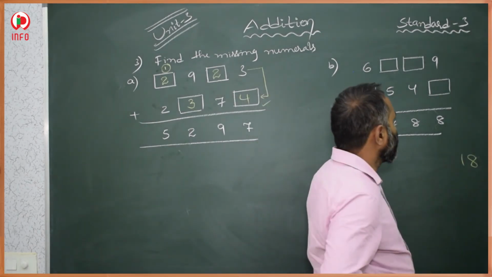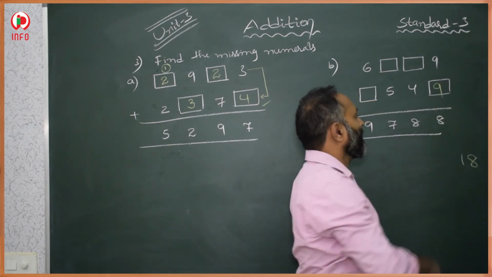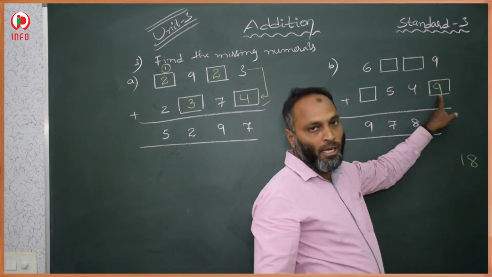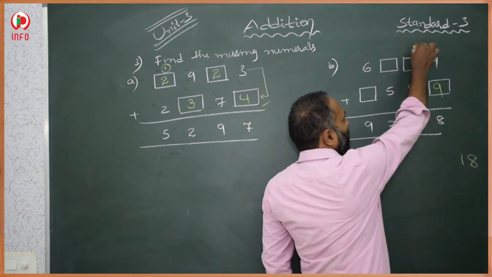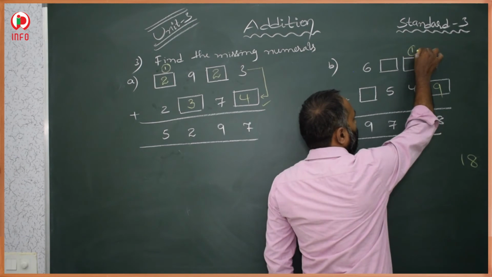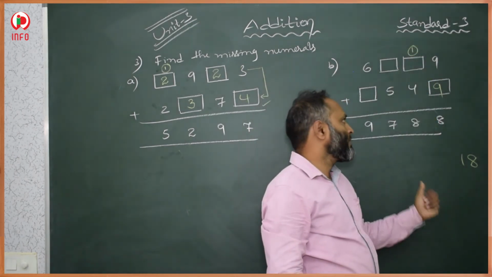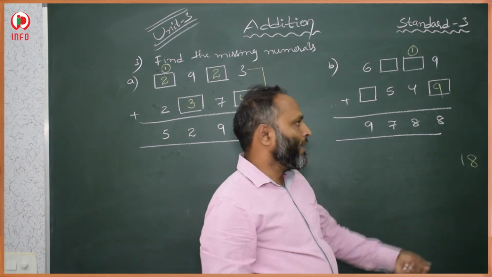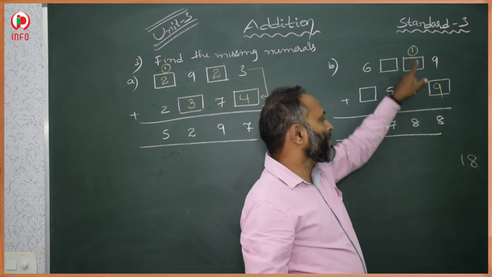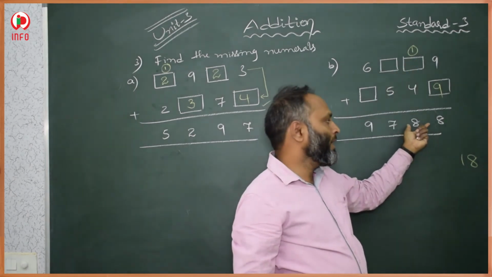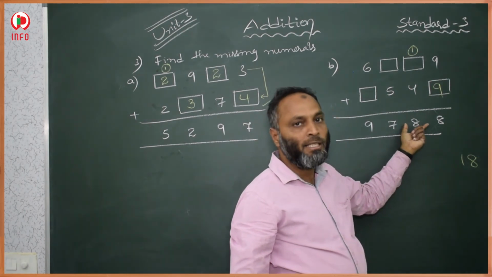Then what is the answer here? Here 9. 9 plus 9, 18. Here 18. Then we take 1 next to the place value, that is tens place value. This is the added, this is also added. These two are lesser than this 8. No need to check, no need to take 18 here.